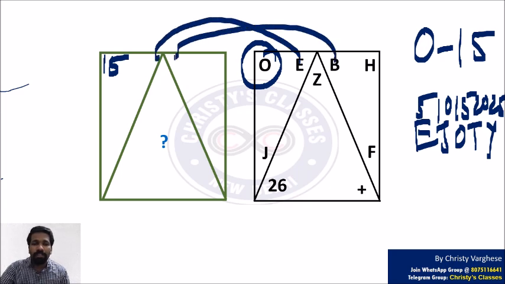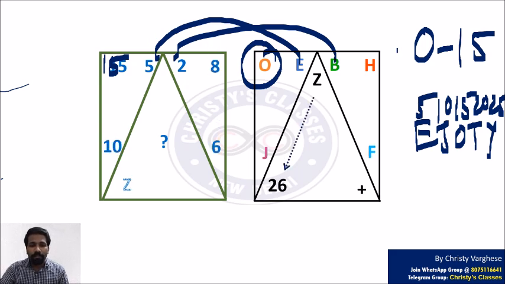B is 2. H is 8 and so on. You can fill all the letters accordingly. That is outside the triangle. Now, inside the triangle, what is happening? Inside the triangle, be careful.